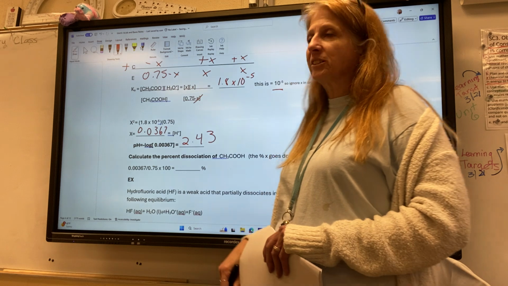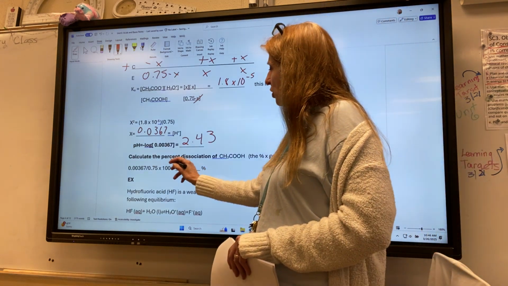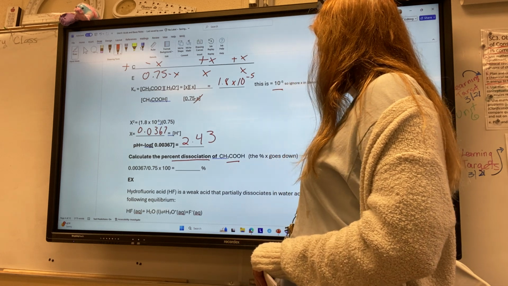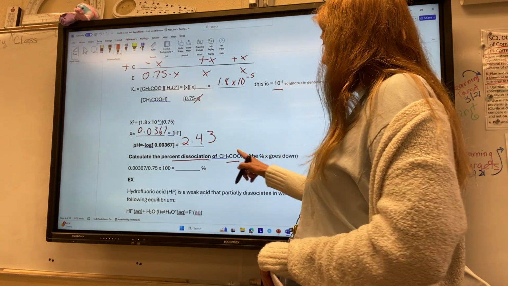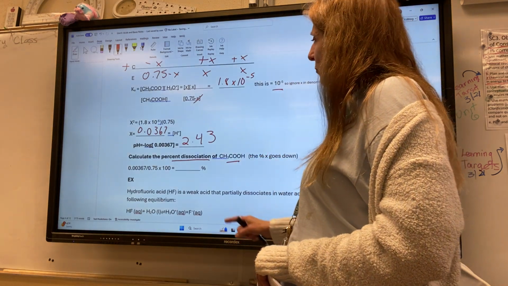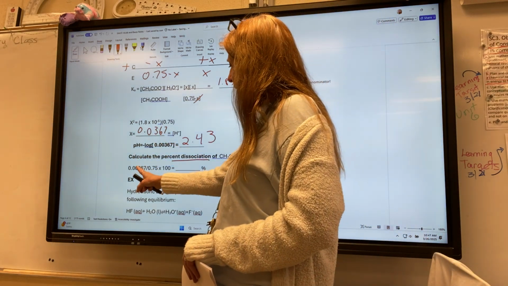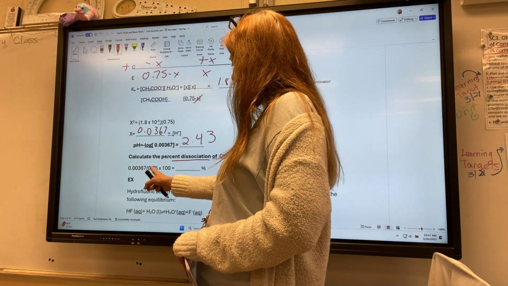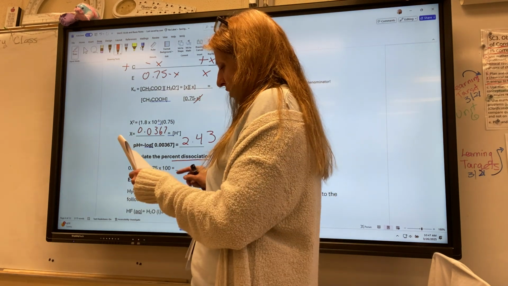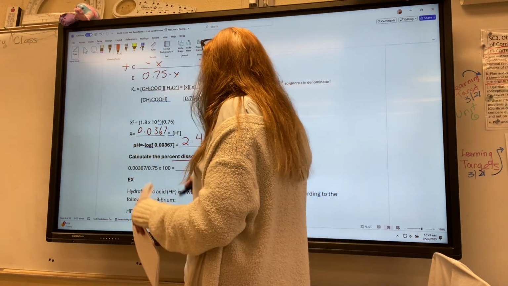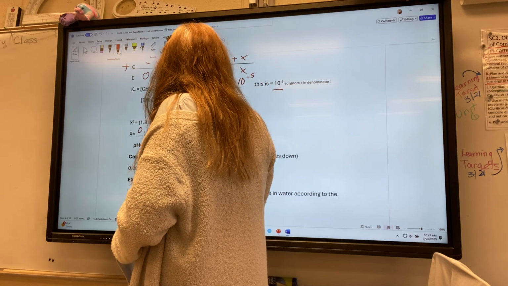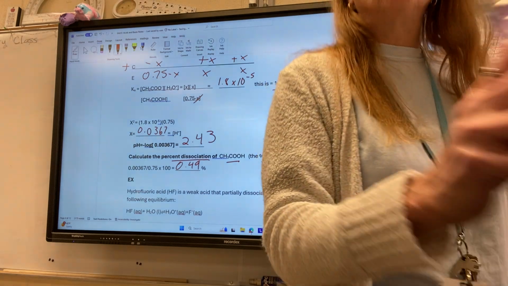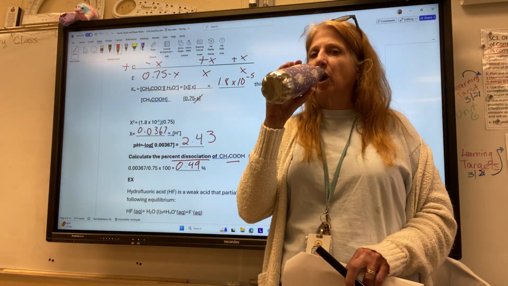Another thing they can ask us to do is to calculate the percent dissociation. That means the percent that is going down. So we take our concentration and divide it by how much we started with, or concentration of X, and times 100. And so here the answer is 0.49%. So see, isn't that a beautiful free response? That's just ready to go.